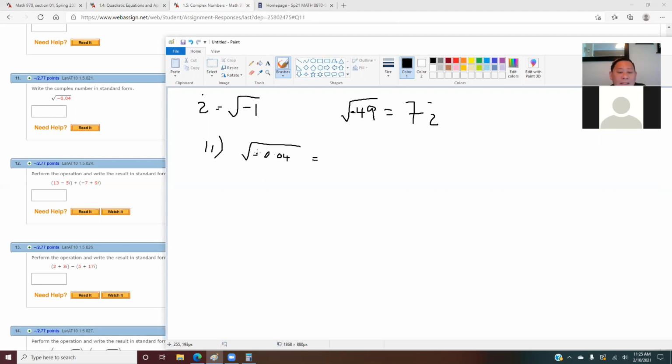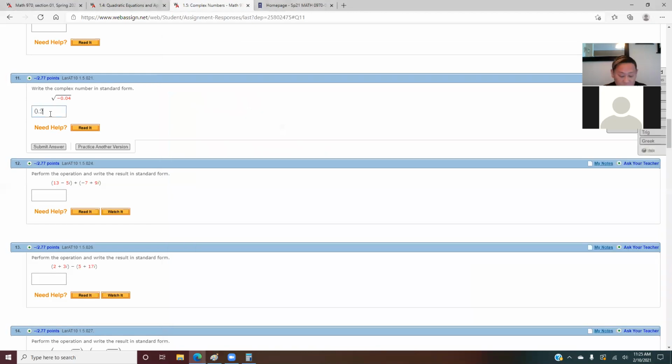So this negative, when you take a square root, becomes i. So can you tell me what is the square root of 0.04? So 4 is a perfect square. What is the square root of 4? 2. So what is the square root of 0.04? Your answer will be 0.2, because when you take 0.2 times 0.2, you get 0.04. So your answer for question number 11 is 0.2i.